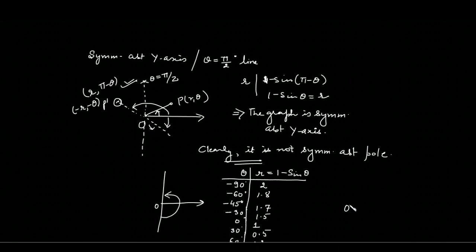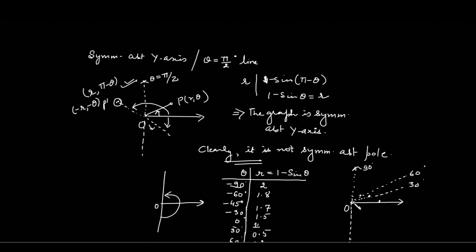So now we take a pole, we take the initial ray. Now we draw the turns. Now at 0 the distance is 1. So if we move angle 30, the distance is 0.5. If we move an angle 45 or 60 degree, the distance is approx 0.2. At 90, the distance is 0, right? So if you take a turn minus 90 degree, the distance is minus 2.